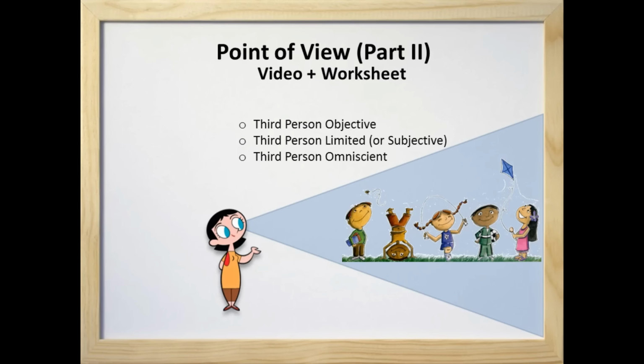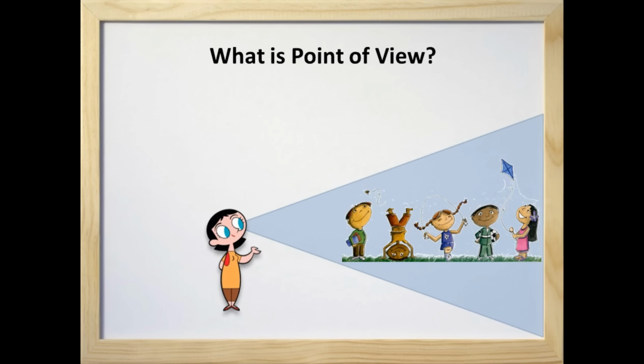In the last video, Part 1, we learned about the three main points of view: first person, second person, and third person. In this video, Part 2, we're going to learn about the three types of third person point of view. They are called third person objective, third person limited, which is also called third person subjective, and third person omniscient. Let's quickly review what is point of view.